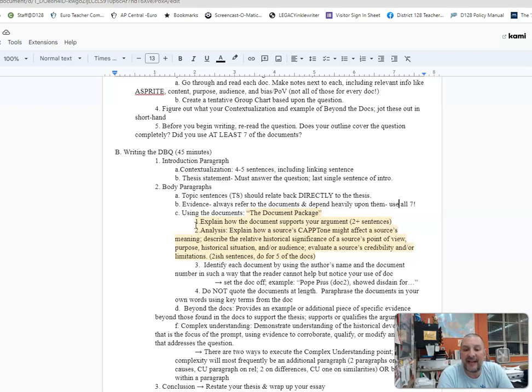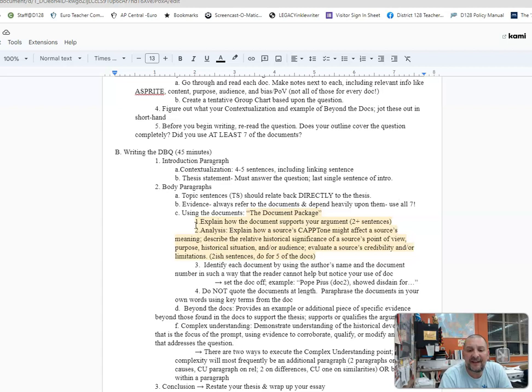Then you're going to do the analysis. Explain how the source's context might affect a source's meaning. Describe relative historical significance, a source's point of view, purpose, historical situation, and/or audience, credibility, and/or limitations. This is 2-ish sentences, doing this for 5 of the documents.